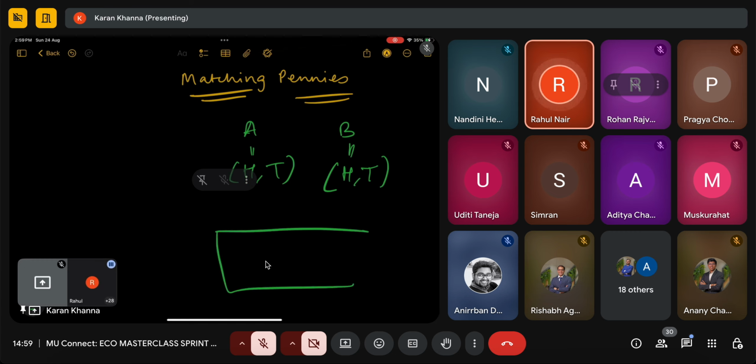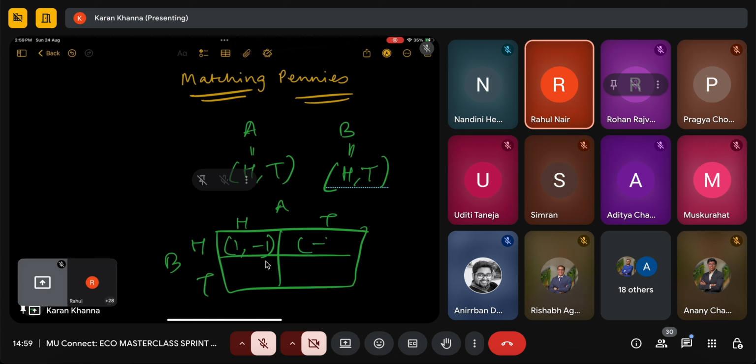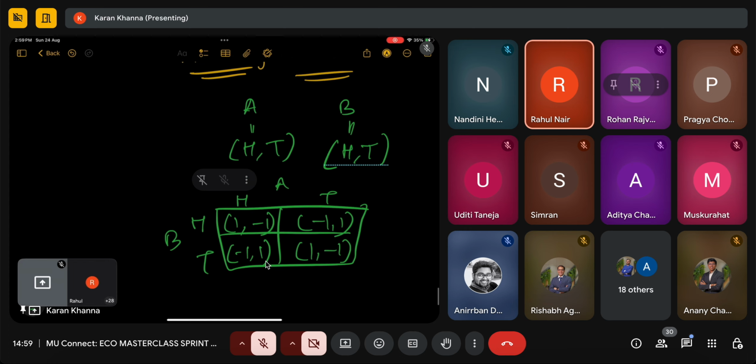So in this particular matrix, if A has two options, head and tail. He has two options, head and tail. If head is same, he gains, he loses. Right. So here, can you tell me if there is any Nash equilibrium?